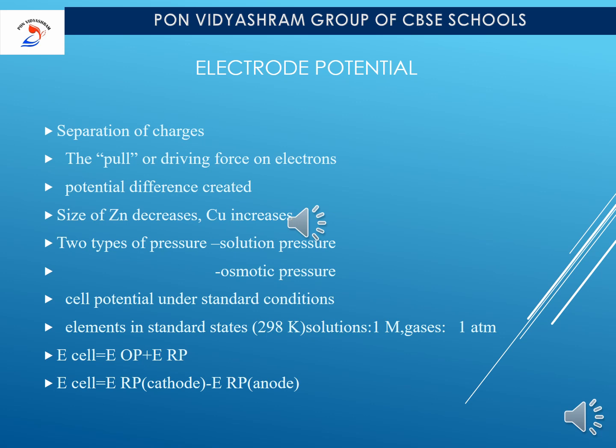So we can replace it. So now EOP of anode is equal to minus ERP of anode. Okay, now to combine this, E cell is equal to ERP of cathode minus ERP of anode. So using this, a few important numericals will be solved.